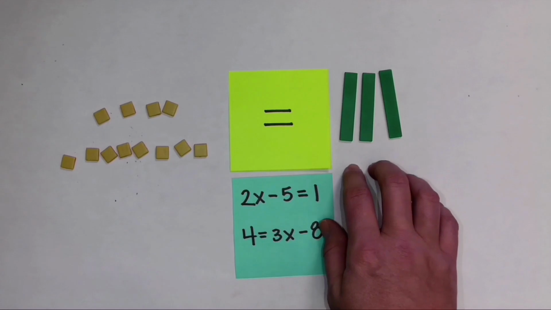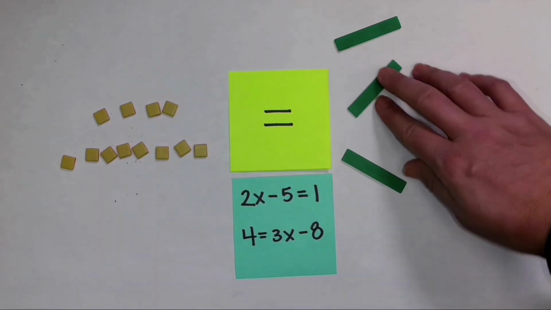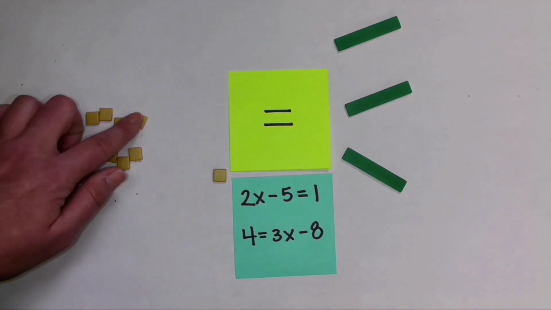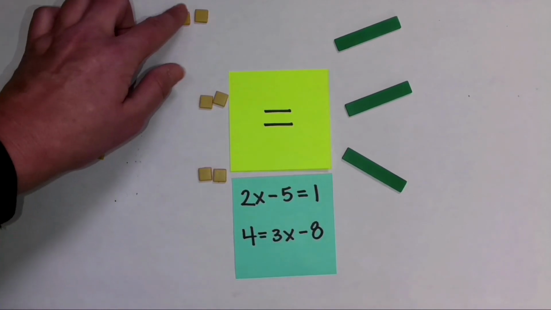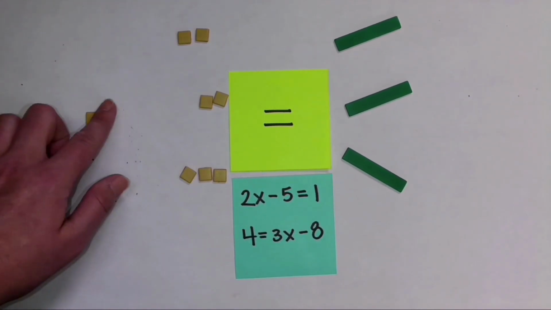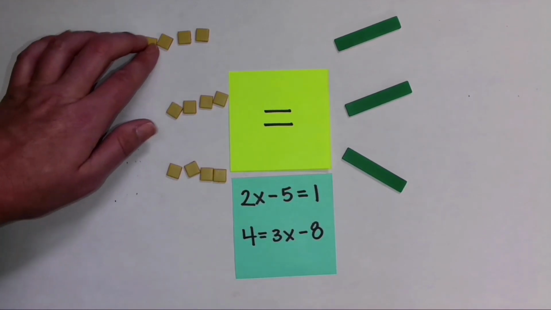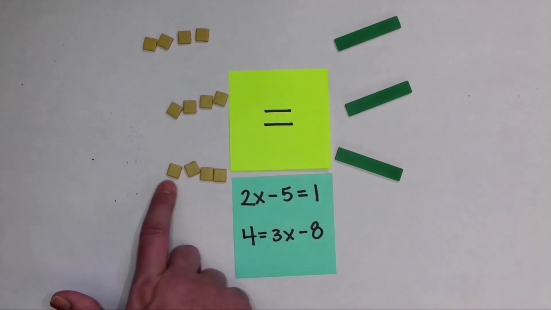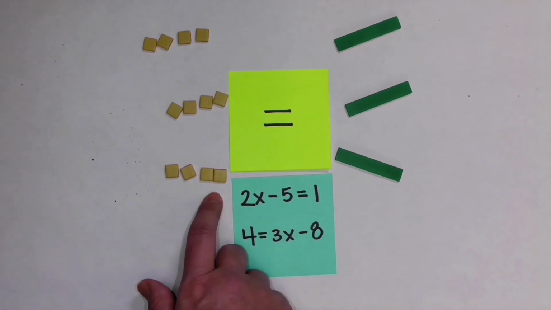Now I want to figure out the value of each x, so I'm going to take each of these x's and I'll put them in their own group, which means I'm also going to do the same thing to my constant. So I have 1, 2, 3 different groups. So each x has a value of 1, 2, 3, 4, and it's positive 4 because this is the tan or brown side of the units there.